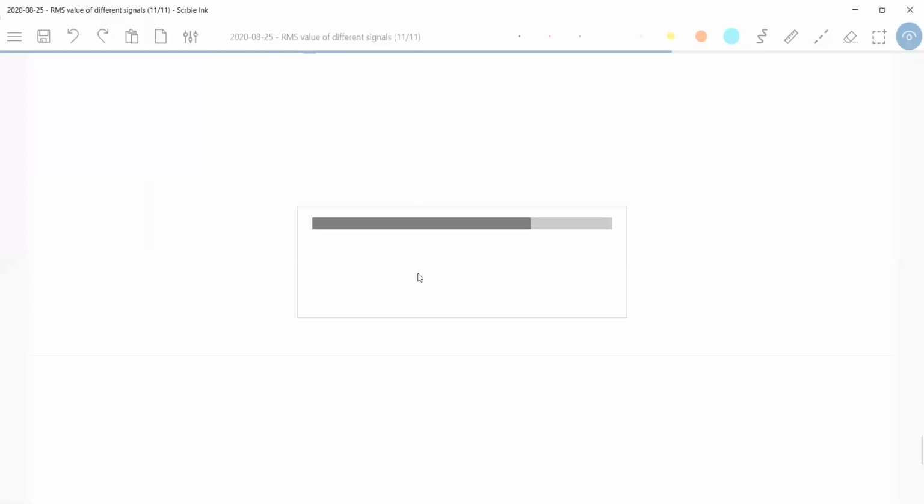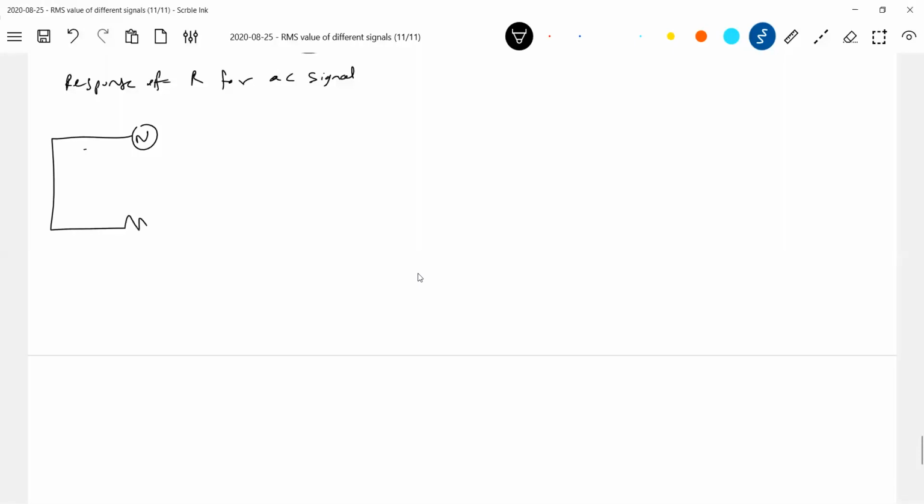Maximum the AC signal will take sine wave only. So let me take the circuit. Response of R for AC signal. This is the AC signal and this is the resistor R.